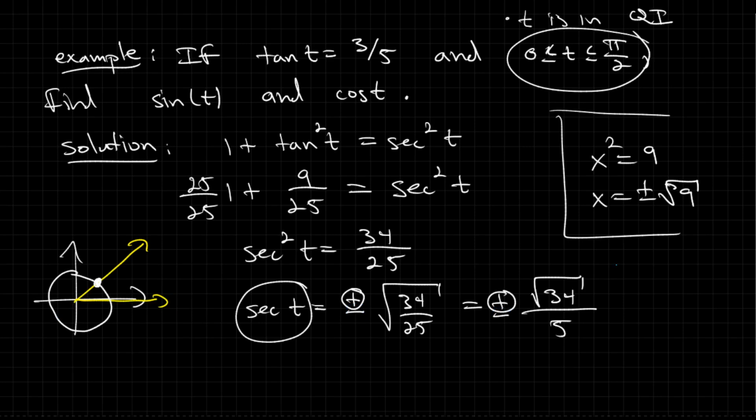So now we know what secant of t is. We have secant of t is the positive square root. So let's write it out.